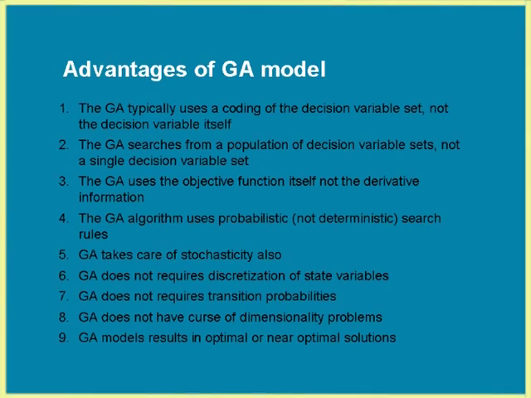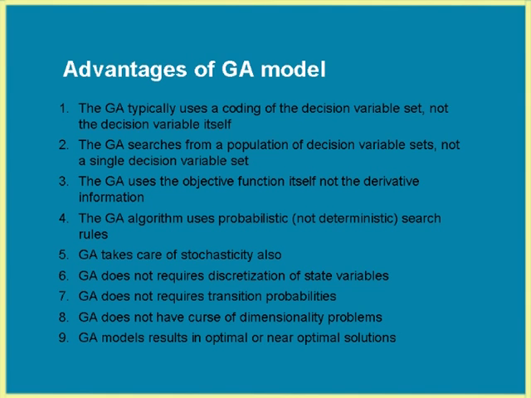These are all the advantages of the GA model. GA typically uses a coding of the decision variable and not the decision variable itself. The GA searches from a population of decision variables, not a single decision variable set. GA uses the objective function itself and not the derivatives, whereas in other optimization techniques, we use the derivative of the objective function. The GA algorithm uses probabilistic search rules or random search, and GA can take care of stochasticity also. GA does not require discretization of state variables; there is no curse of dimensionality problem in GA.